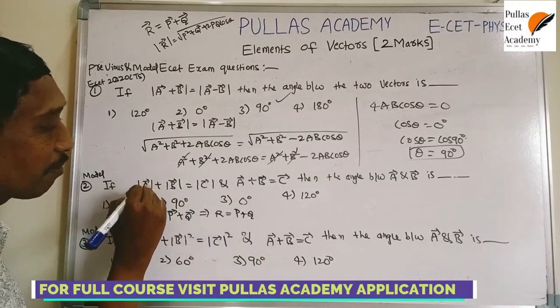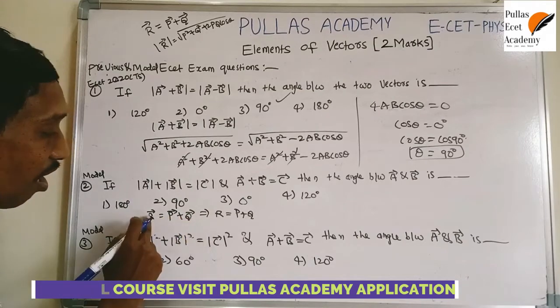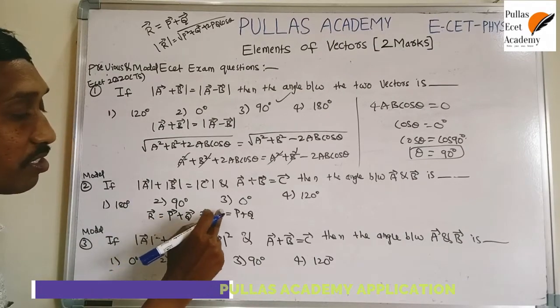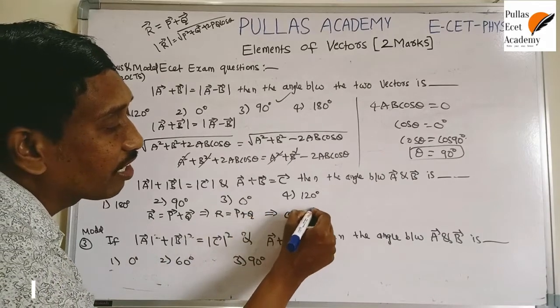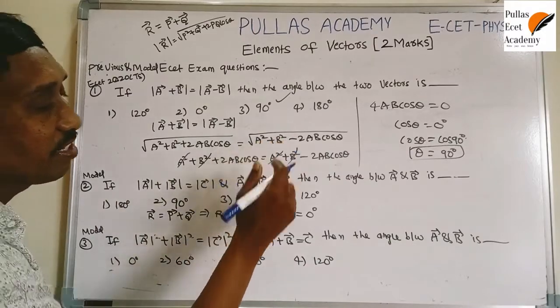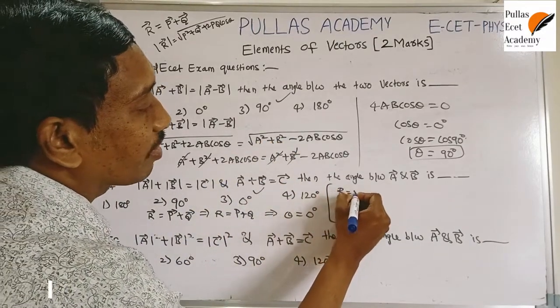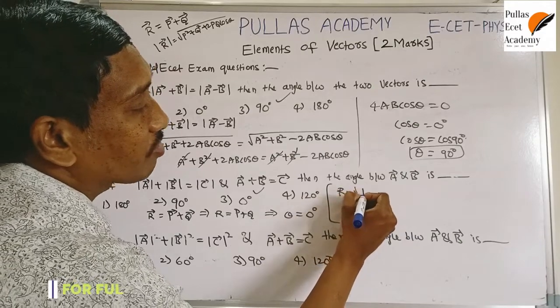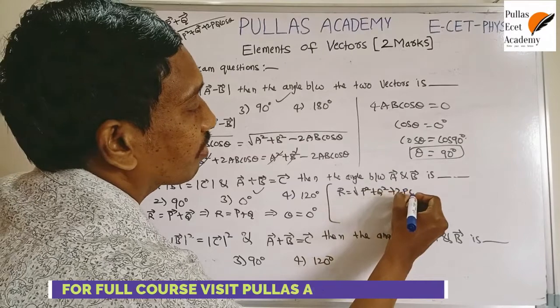So modulus A bar stands for P, modulus B bar means Q. So when is it possible here, R bar is equal to P bar plus Q bar, so then R is equal to P plus Q. Then what is the angle here? 0 degrees. If the angle between two vectors is 0 degrees, then that is possible. In this equation, the actual formula is under root of R square, R square means P square plus Q square plus 2PQ cos theta.